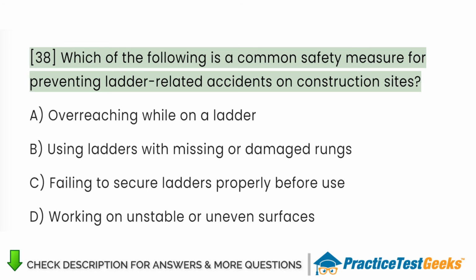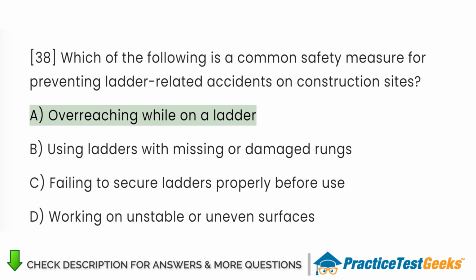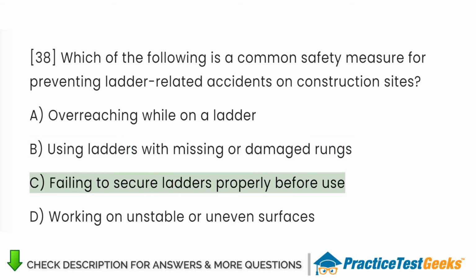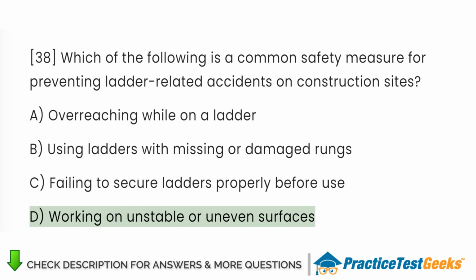Which of the following is a common safety measure for preventing ladder-related accidents on construction sites? A. Overreaching while on a ladder. B. Using ladders with missing or damaged rungs. C. Failing to secure ladders properly before use. D. Working on unstable or uneven surfaces.